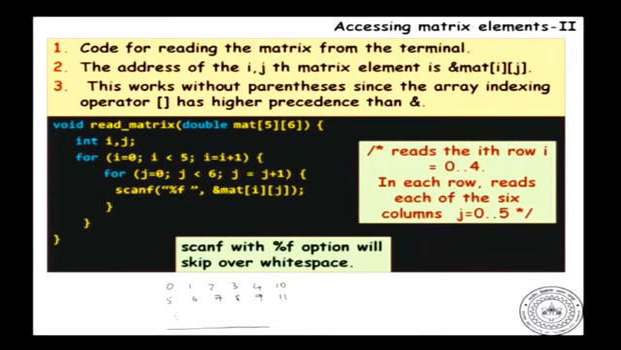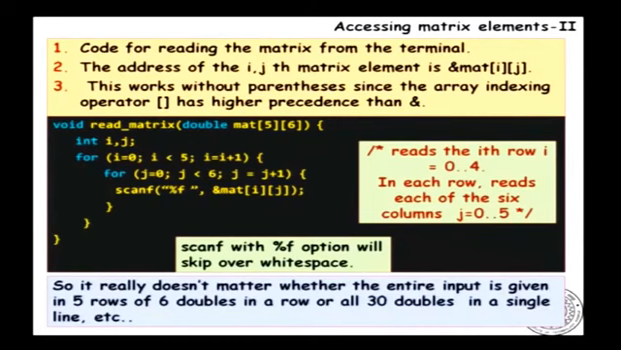This is the most natural way to enter it, but as far as scanf is concerned, any white space will be skipped. So, instead I could just enter one number per line, and it would be read in exactly the same manner. That is the property of scanf. So, it really does not matter whether the entire input is given as 5 rows of 6 doubles or as just 30 doubles, each number in a line by itself. Both of them are fine.